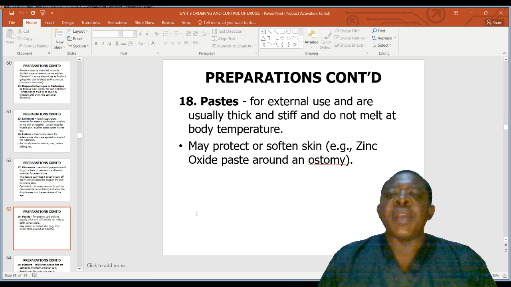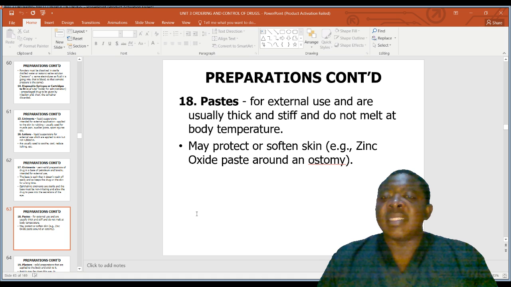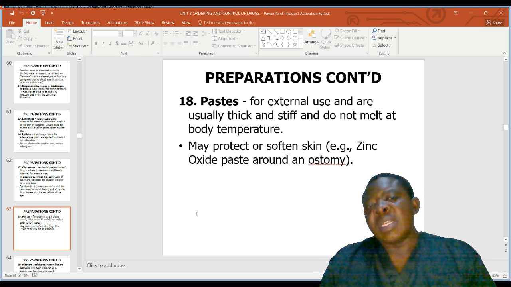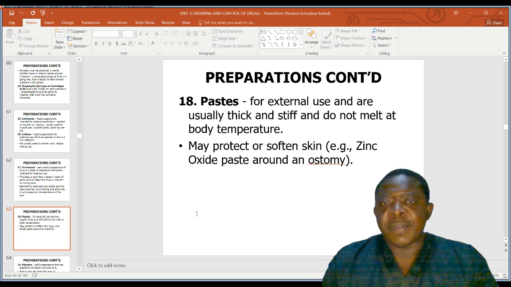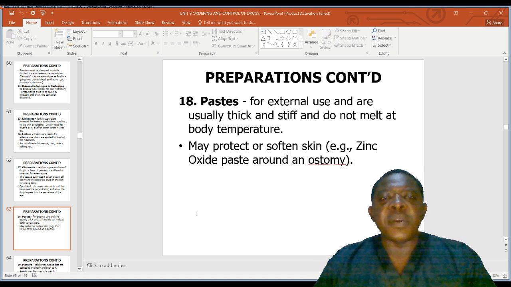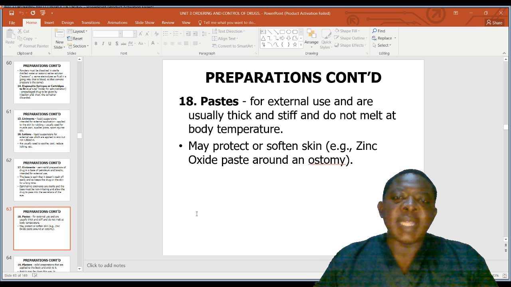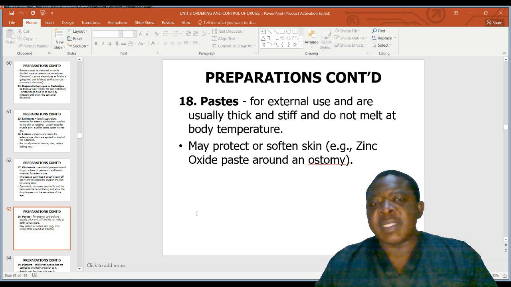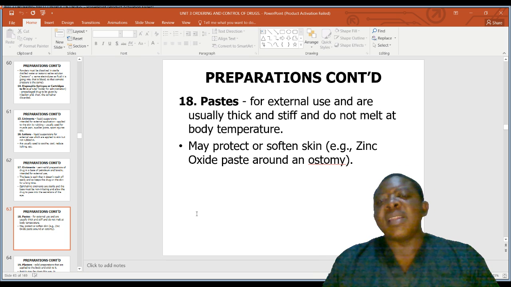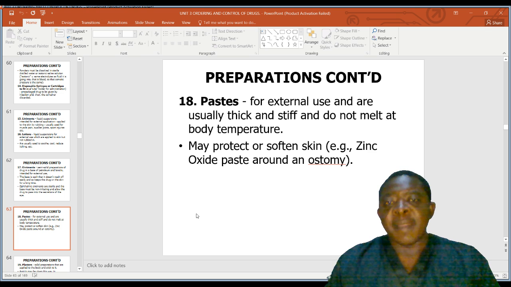Pastes are for external use and usually thick and stiff and do not melt at body temperature. When you talk of toothpaste, that does not melt at body temperature. So we have drugs that are available in paste form, which may protect or soften skin. For instance, zinc oxide paste, which can be applied around an ostomy.